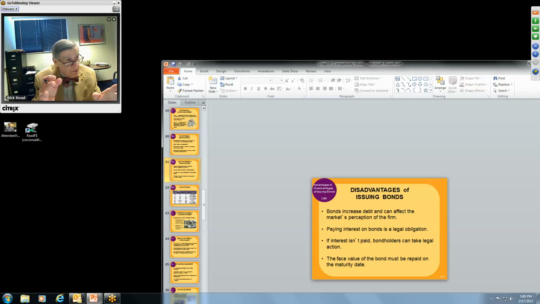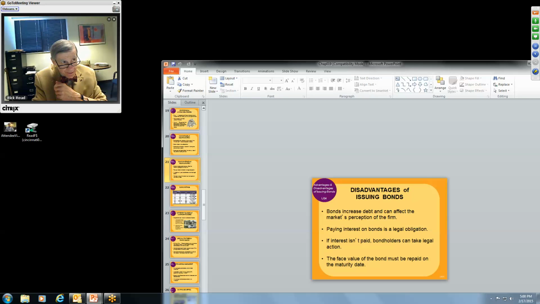You have to pay interest on the bond or on the debt, if you want to look at it that way. You don't have a choice in that matter. That's legal. If you don't pay the interest, bondholders can take action. And of course, obviously, the face value must be repaid on the maturity date.